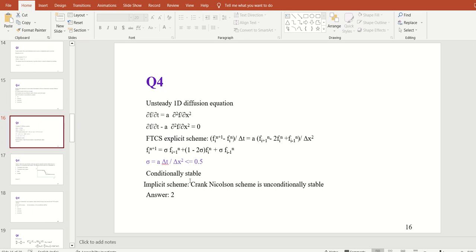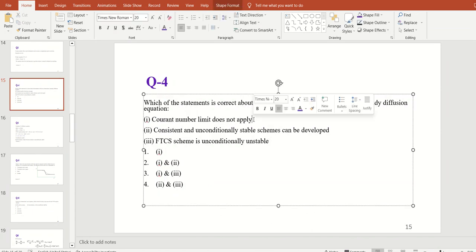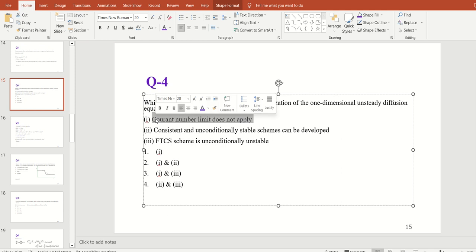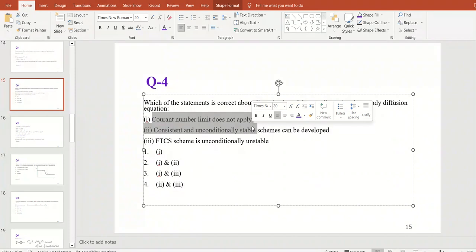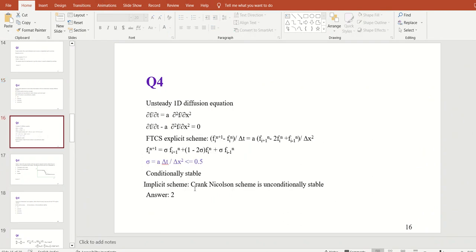Okay, I'm sorry to say this, I missed out a point over here. Courant number limit does not apply. There is no limit, right? We are having only a criterion, so the statement is also correct. Courant number limit does not apply, and it is unconditionally stable. Sorry, it is conditionally stable, not unconditionally stable. And consistent and unconditionally stable schemes can be developed. The example for that is the Crank-Nicolson scheme. It is unconditionally stable.